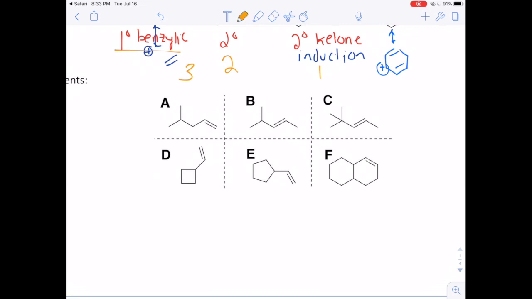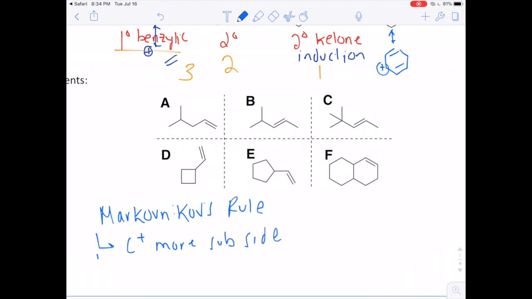So Markovnikov says, over here, Markovnikov's Rule says that when we are subjecting a molecule to some sort of reagent that's going to go through a carbocation intermediate, the carbocation is going to form on the more substituted side, and a hydrogen, by effect, is going to add onto the less substituted side of the alkene. So carbocation on the more substituted side, and then the hydrogen adds to the less substituted side.